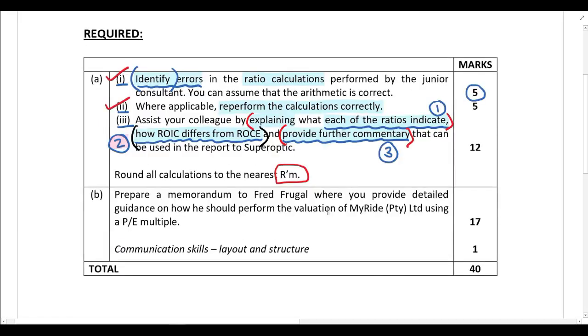Then finally, you need to provide further commentary that can be used in the report to SuperOptic. So now what we are going to do is actually compare the ratio calculations to a benchmark and say whether the performance is positive or negative, and also then provide potential reasons and look in the scenario for your reasons, guys. The reasons, 99% of the time, the reasons come directly from the scenario.